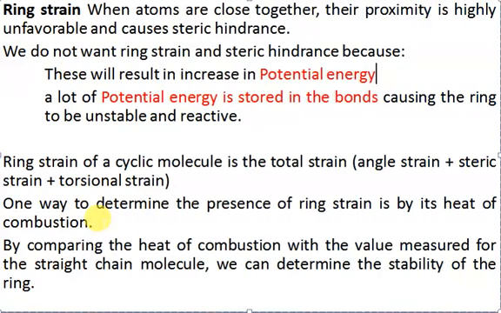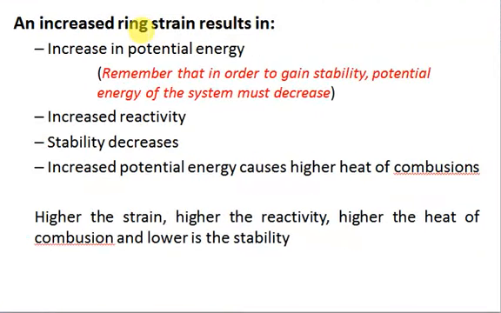So if heat of combustion is higher, that is indicating higher potential energy, and higher potential energy is indicating instability, and the instability is indicating the ring strain. So if the heat of combustion is higher, that means the ring strain is also higher. So increased ring strain results in increased potential energy. Just remember, greater the stability, lower should be the potential energy. So increased potential energy results in increased reactivity and a decrease in stability, and increased potential energy causes higher heat of combustion.